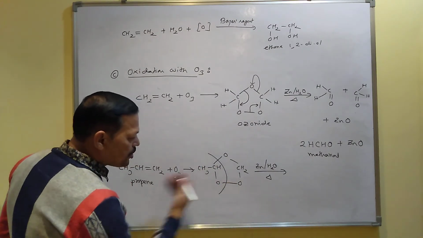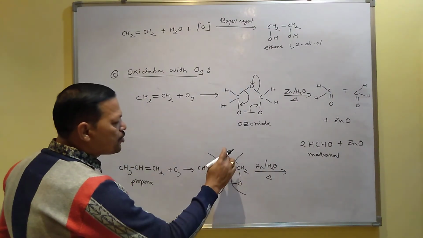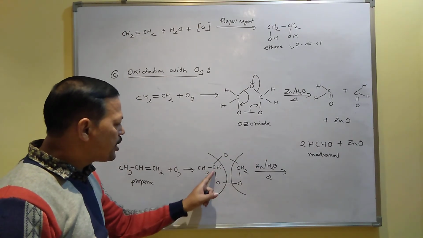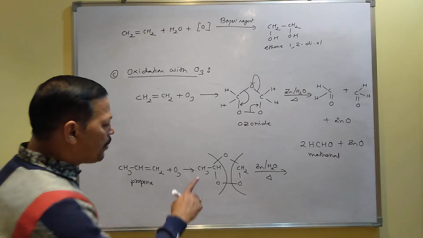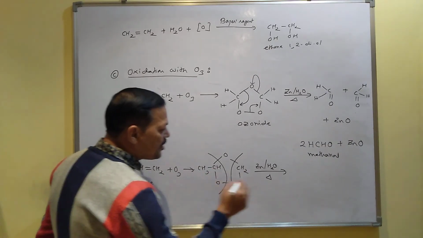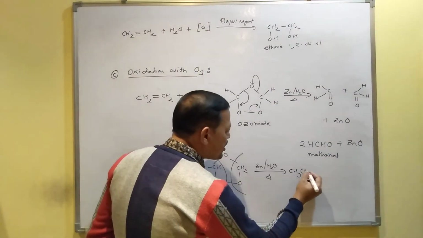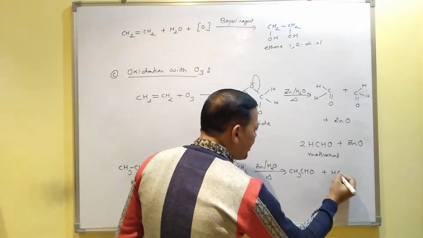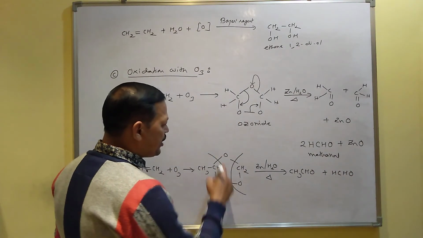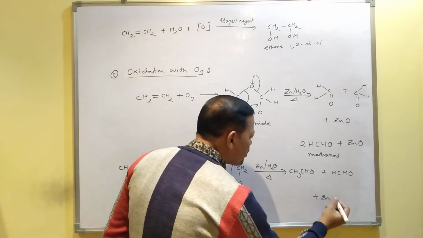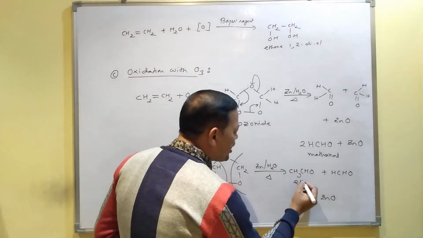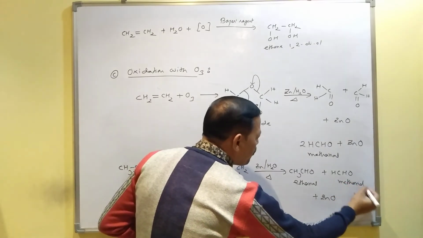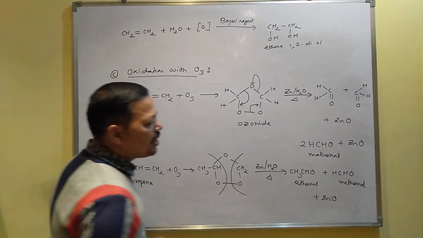This part comes out, this part comes out, and this oxygen combines with zinc to produce zinc oxide, and this carbon-oxygen bond will be converted to a double bond. I mean, from this one you will get CH3CHO as the product, and from this one you will get HCHO, and this oxygen combines with zinc to produce zinc oxide. This is ethanal, this is methanal. I mean, 2 different products you will get: ethanal and methanal as the product.